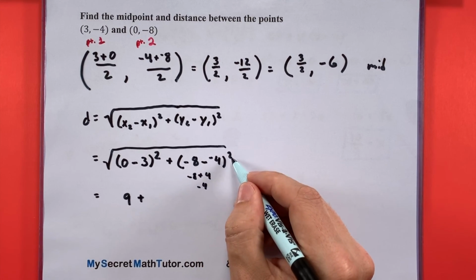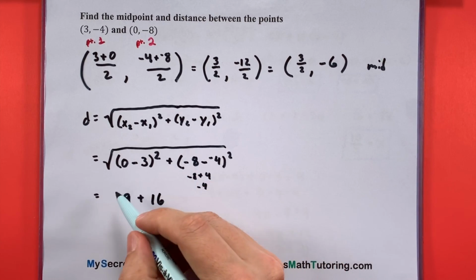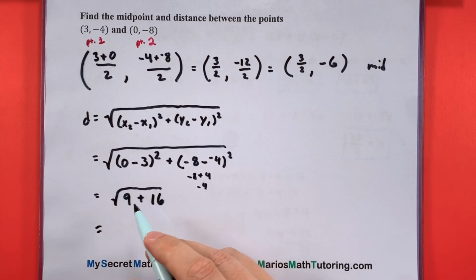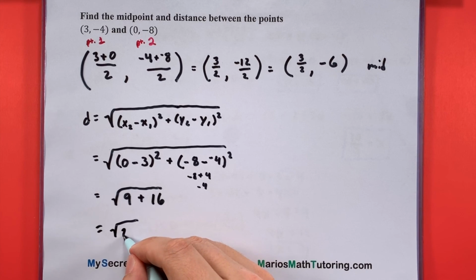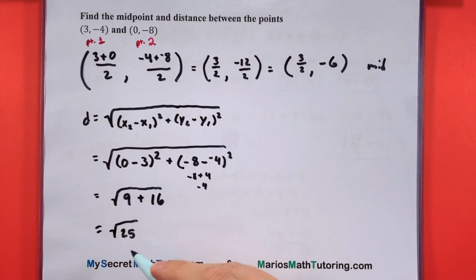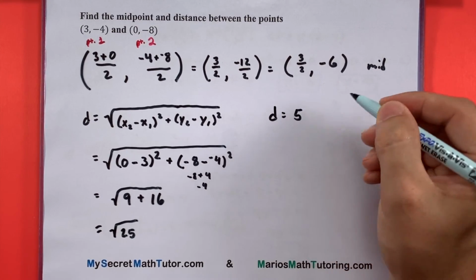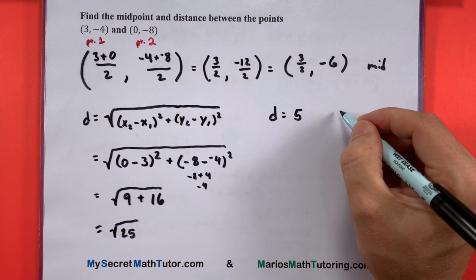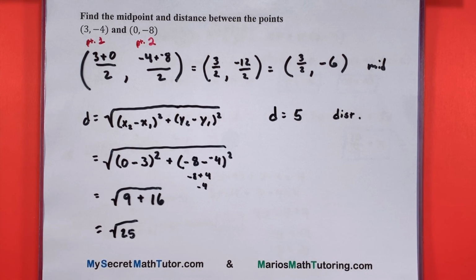And then all of that is being squared. So negative 4 squared, 16. Of course, this is all still under a square root. So now I'm looking at 9 plus 16. Or I'm looking at the square root of 25. All right, that's looking pretty good. The square root of 25 is just 5, and that gives us our distance. All right, so now we know the distance and the midpoint between these two particular points.